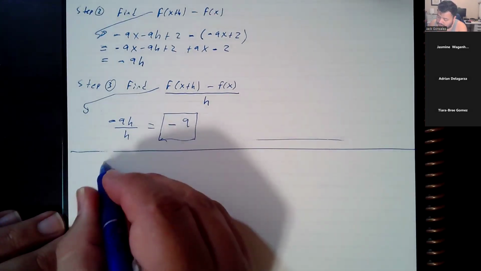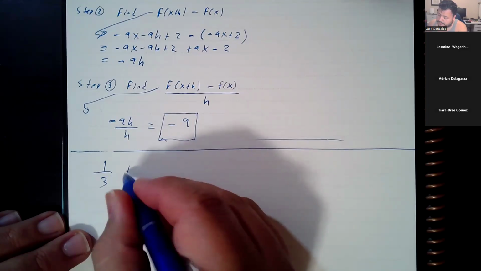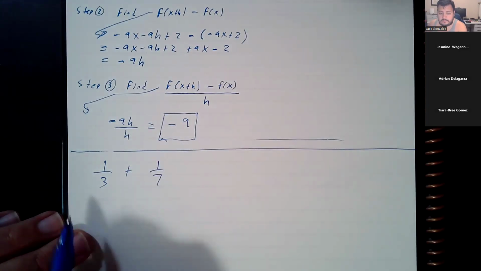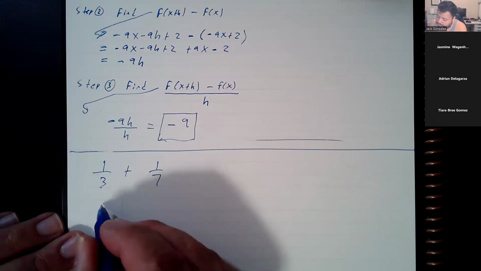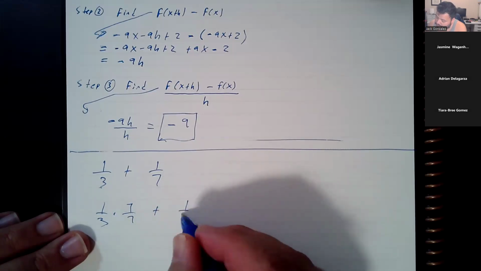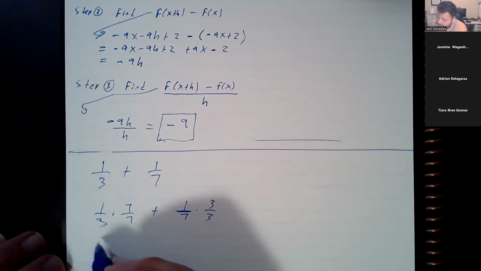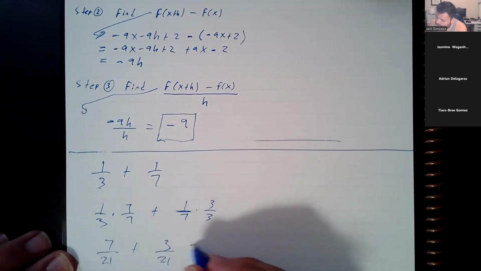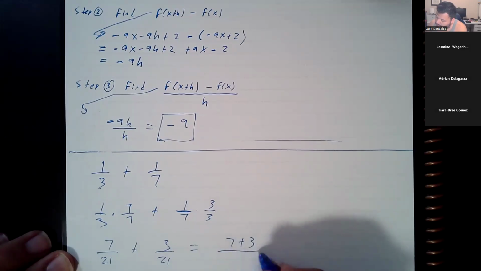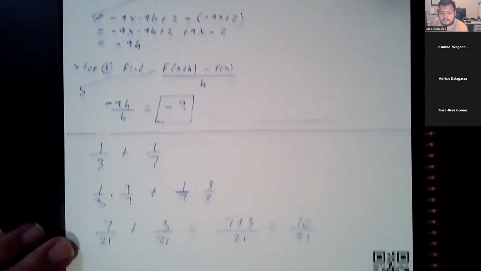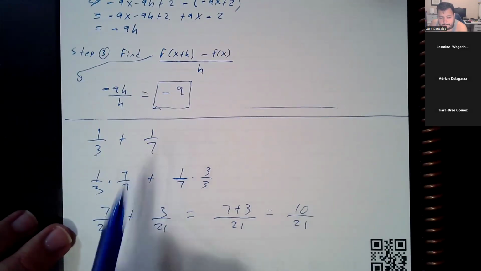So like, let's say I had 1/3 plus 1/7. These are both prime, so that means that in order to add them, I would introduce a 7, and I would introduce a 3, right? So this would become 7/21 plus 3/21. Now I can add them together to get 10/21. Y'all remember this stuff, right?